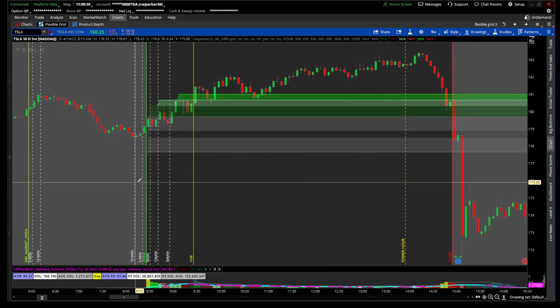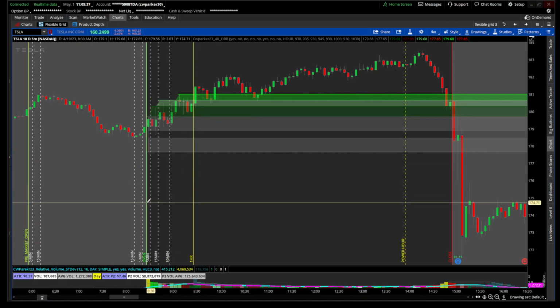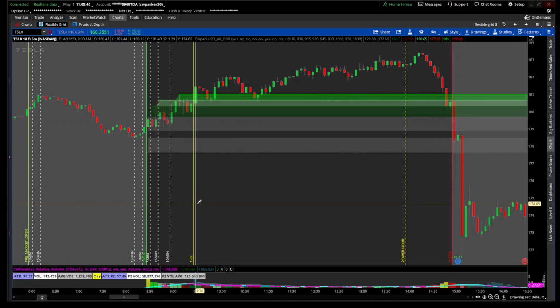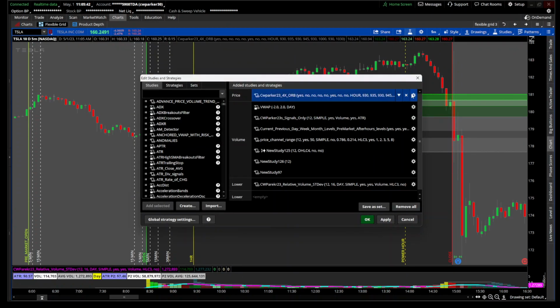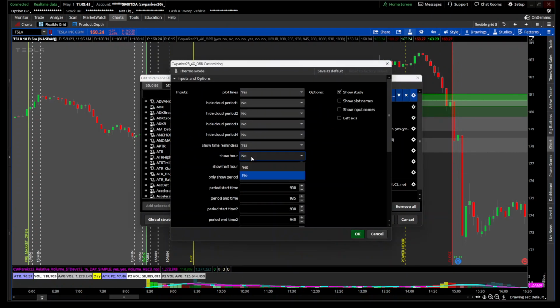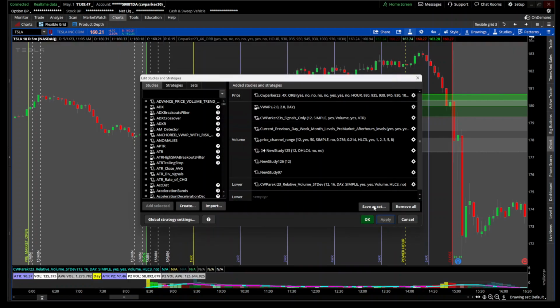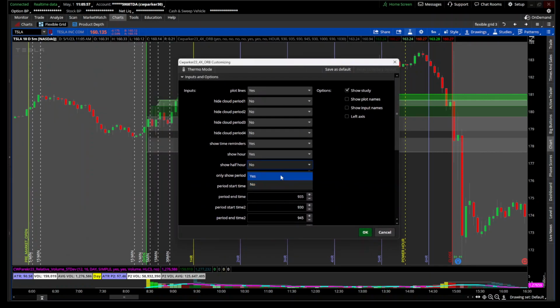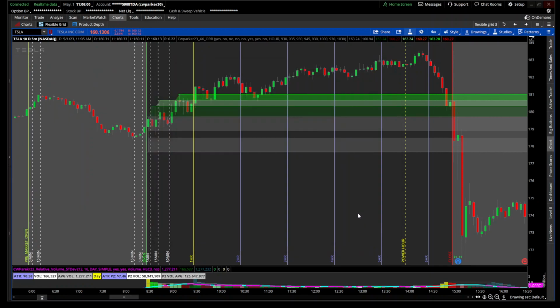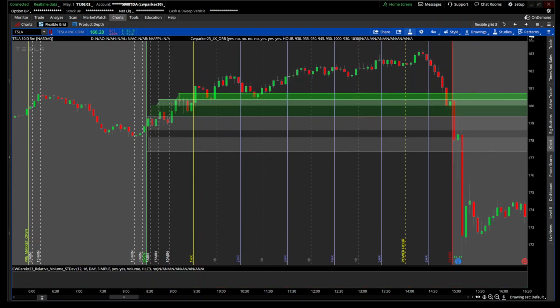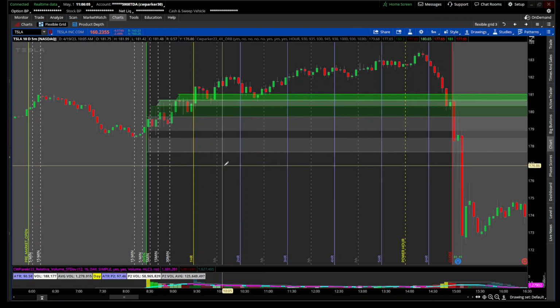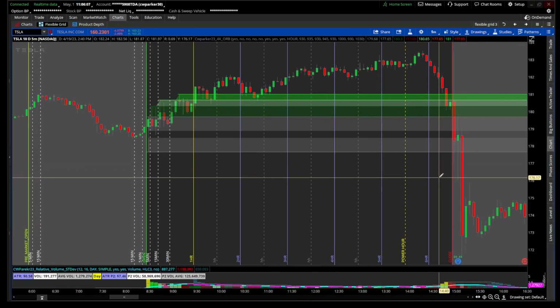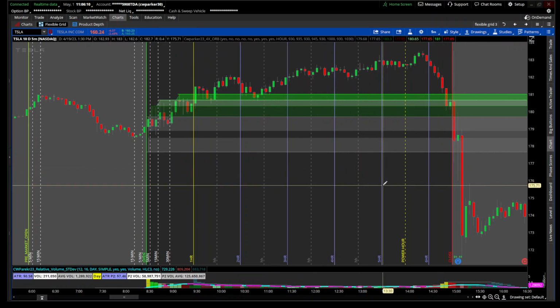You're also going to get these time reminders. So you have the open, the 5-minute, the 15 and 30-minute, then your hour. If you want additional time periods, you just come in here and you can see show hour, and you'll get more time periods. And if you want to be even more specific, you can turn on show half hour as well, and here are your half hours between those hours. So if you're a time-based trader, this is a great indicator for you.